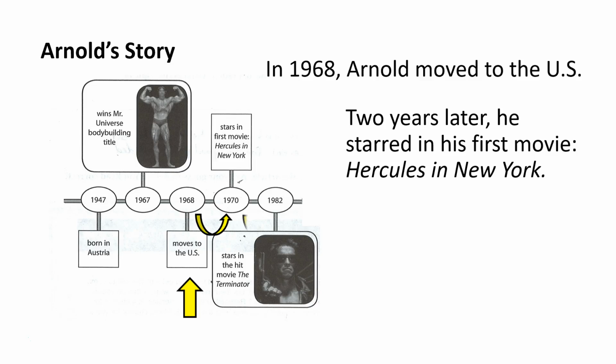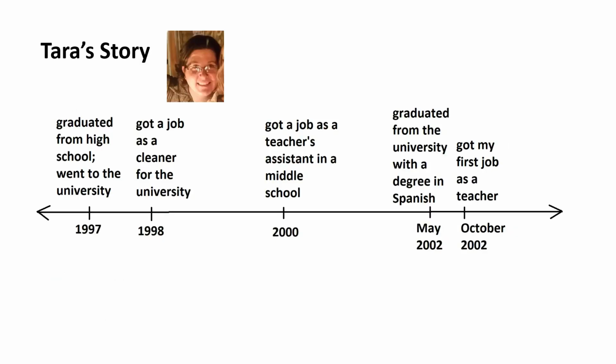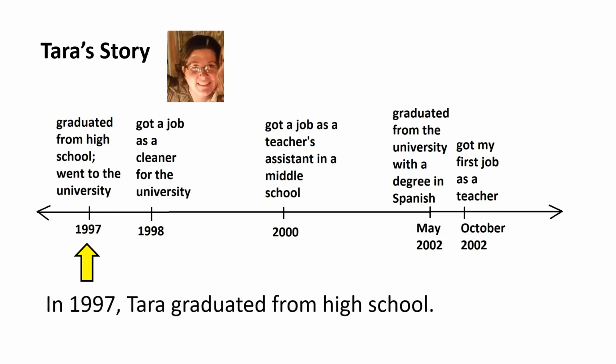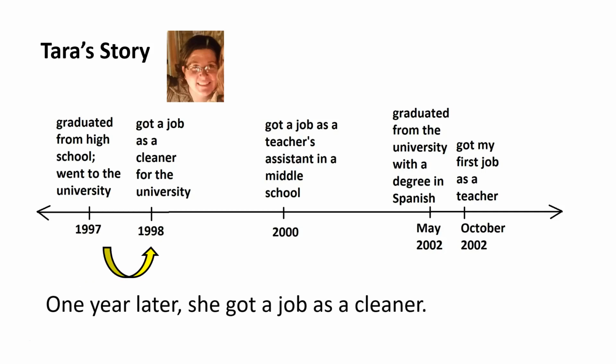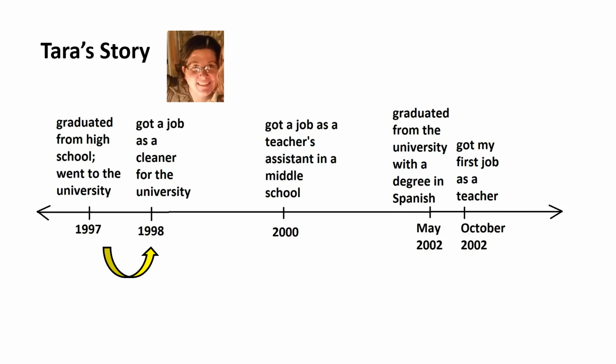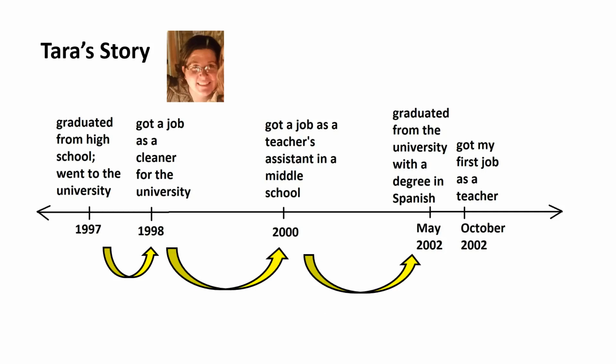What happened next? Well, this is 12 years difference. 12 years later, he starred in the famous movie, The Terminator. For myself, in 1997, Tara graduated from high school. 1 year later, she got a job as a cleaner. That's a true story. 2 years later, she got a job in a school. And 2000 to 2002, 2 years later again, she graduated.